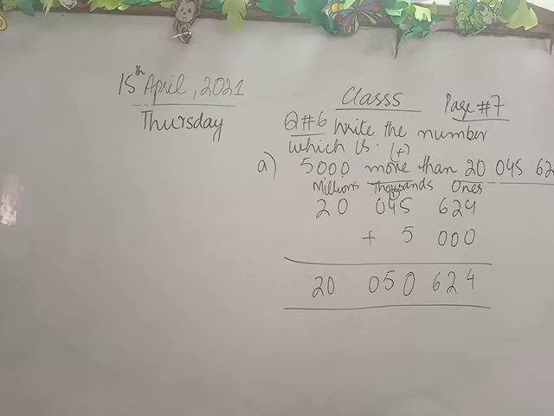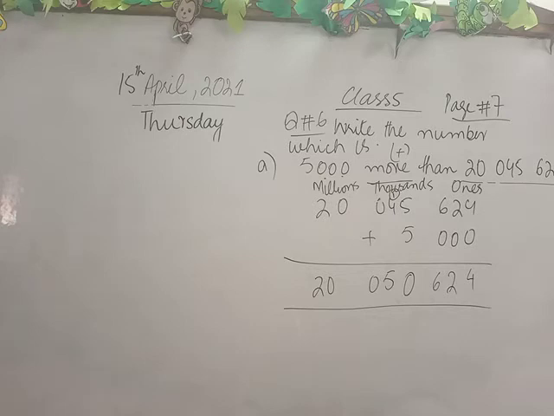20,50,624. Okay. Now class, I am going to repeat again. Just listen to me very carefully. I have a question in which the statement is: write the number which is 5,000 more than 20 space 045 space 624. So first of all, I have to write this number into vertical form.